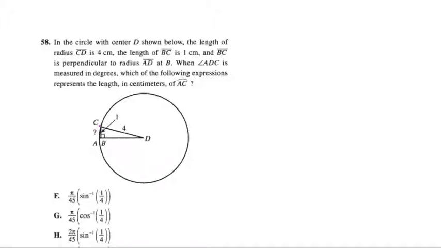So we're trying to figure out what the length of that arc is. So we're going to want to use the formula for arc length, which is theta over 360 times 2 pi r. Theta is going to be this angle here.